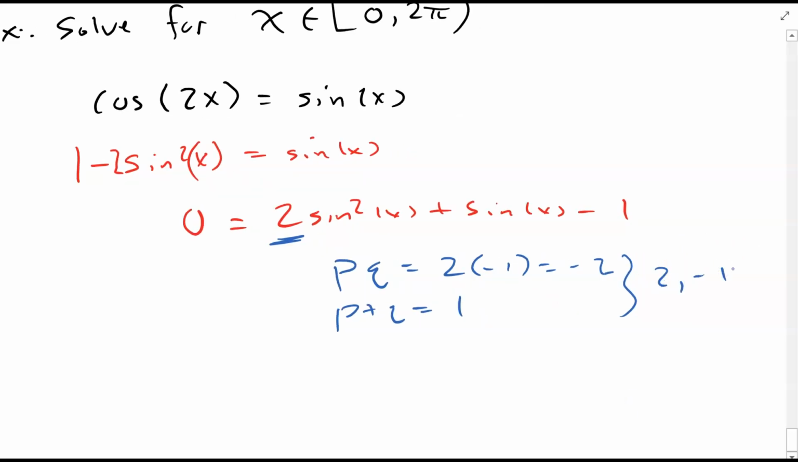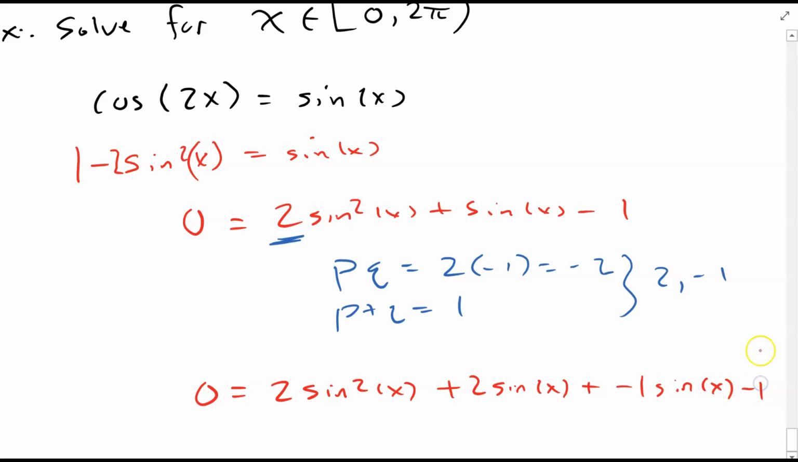2 and negative 1, right? Shocking, they're the same two numbers I multiplied together. So what I do with those two numbers is rewrite sine x as 2 sine x plus a negative 1 sine x. And then I make my two groups.